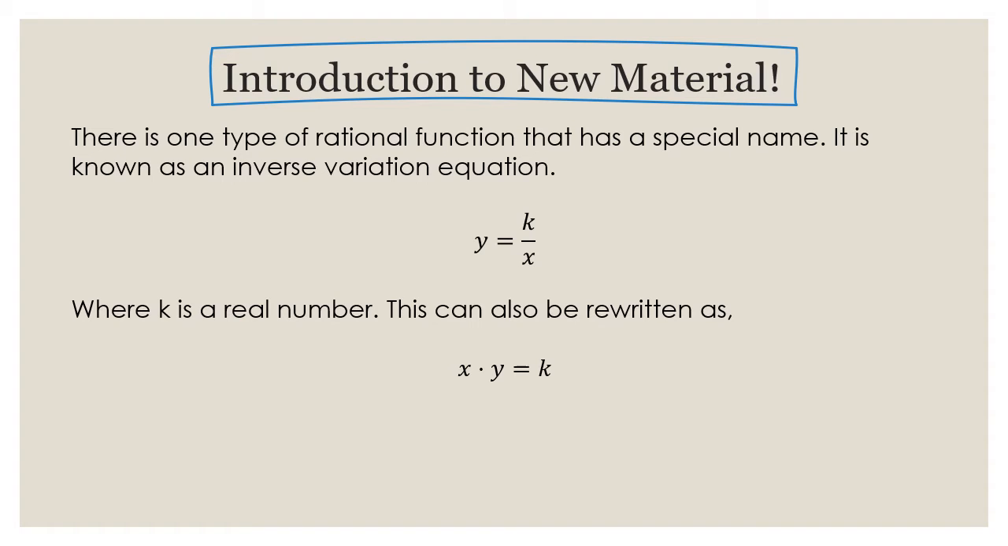So inverse variation is really just a special rational function that we've named. And it looks like this: y equals k over x. Now k is just a constant. So we're talking about a number, 1, 2, 3, or some decimal, divided by x. And we can actually rewrite this by multiplying x on both sides as x times y equals k. This is the rational function known as the inverse variation equation.